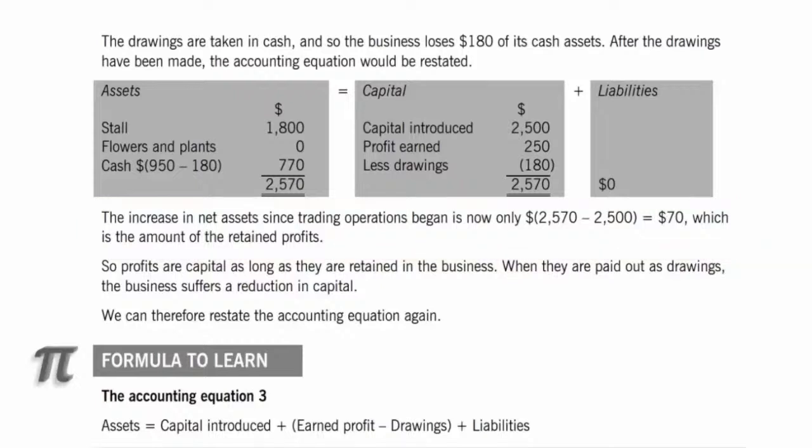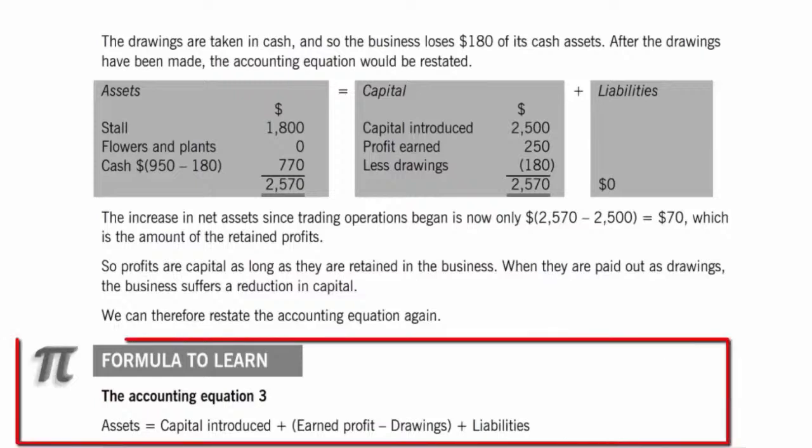Key points to remember. 1. Drawings reduce cash but not profit. When an owner takes money out of the business for personal use, it reduces the cash or other assets of the business, but it does not reduce the business's profit. Profit is still based on what the business earned, not on what the owner took out. 2. Drawings reduce capital or net assets. When the owner withdraws money, it reduces the total capital or net assets of the business because it's money leaving the business that could have been retained and reinvested.